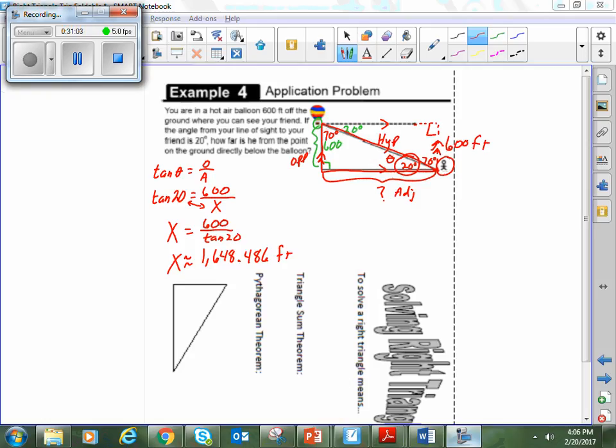But until next time, guys, this is how we're doing our trig stuff. It's really not going to change: sine, cosine, or tangent, depending on what angles you have or what side you have from a given angle. And there we go. Find a missing side or find a missing angle.